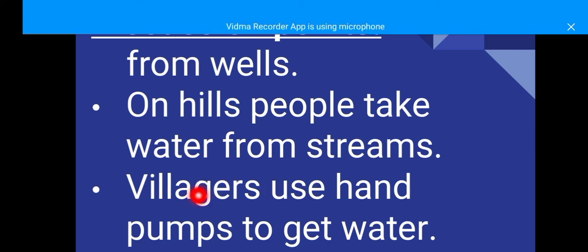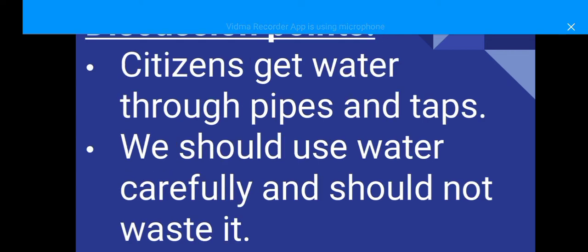Villagers use hand pumps to get water. We have read in our previous unit also, in A Day in the Village, that Nasreen was getting water through the hand pump because she was living in a village. The next one is that citizens get water through pipes and taps. This is the easiest way of getting water: we just turn on the tap and the water comes down from the tanks through the pipes, and we get water from our taps.